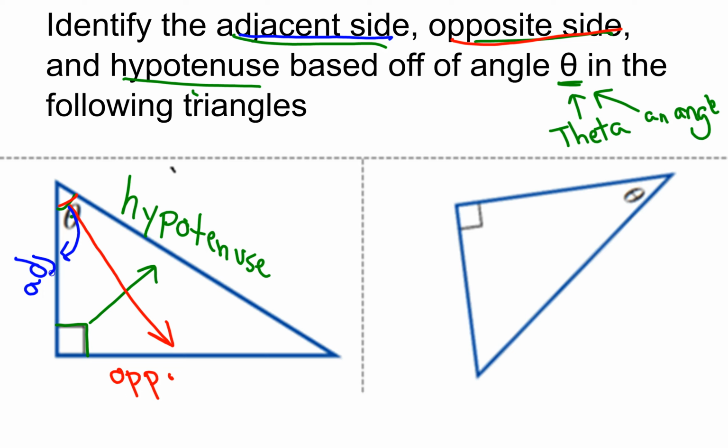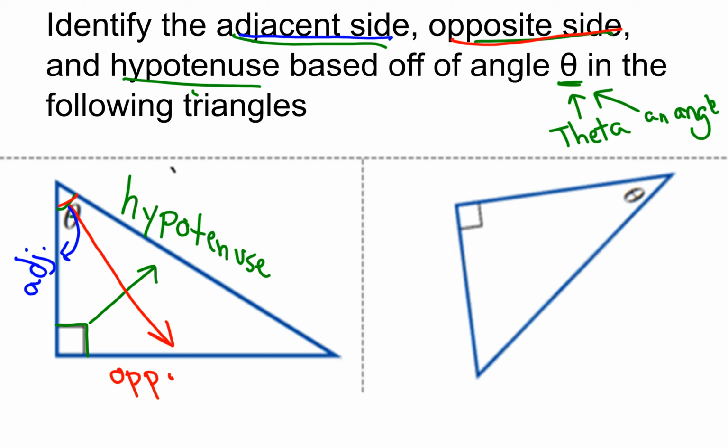This is going to be my adjacent side, and I abbreviate that ADJ. And that's it. Same thing every time. All we're doing is identifying where the opposite, adjacent, and hypotenuse are. This is a very important skill to have down to be able to do right triangle trig. Let's look at the next one real quick.